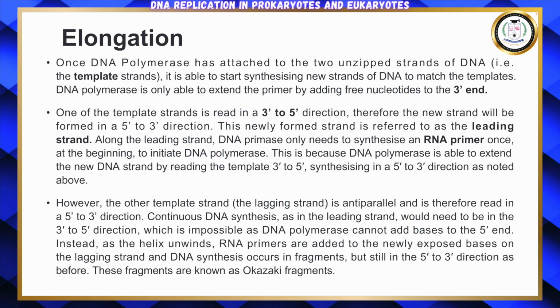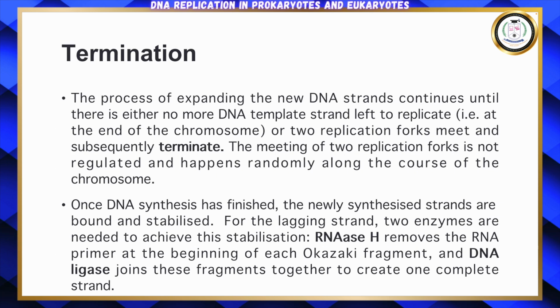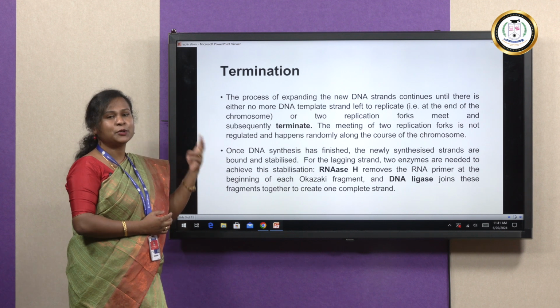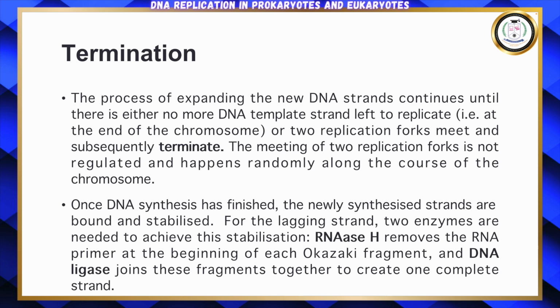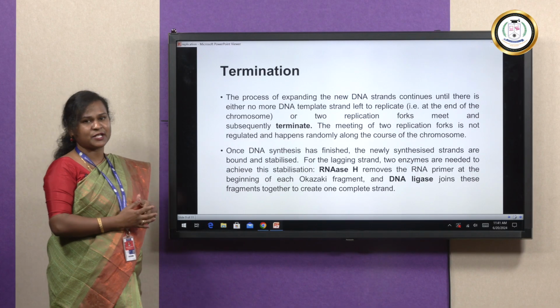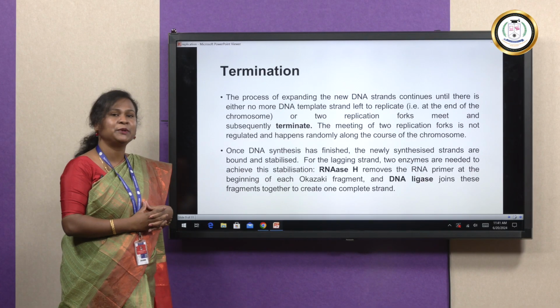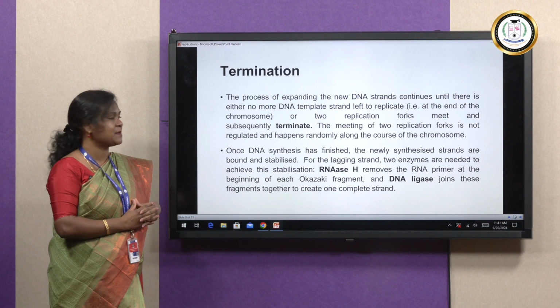And as I have explained, these are the elongation phases where an RNA primer is employed and DNA polymerases come into action, leading into the replication. And the termination: when does DNA replication terminate? There are two instances that the DNA termination takes place. First and foremost, it is when it reaches the end of the chromosome, and the other instance is once it reaches the other replication fork. When two replication forks meet together, it terminates immediately.